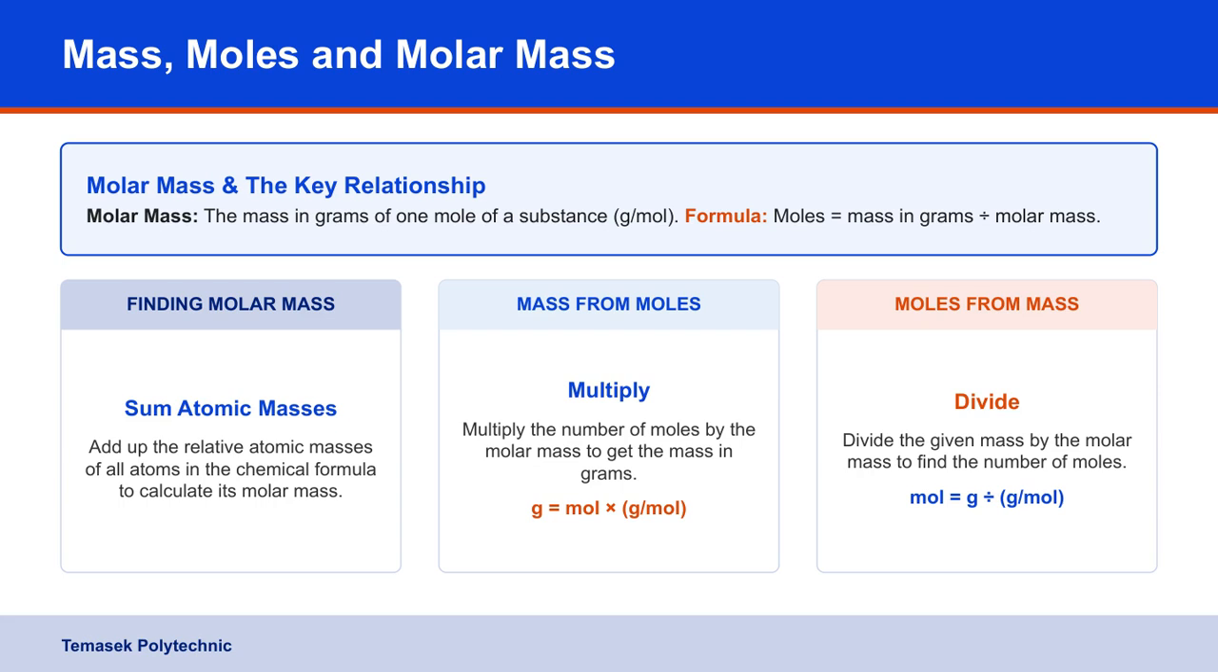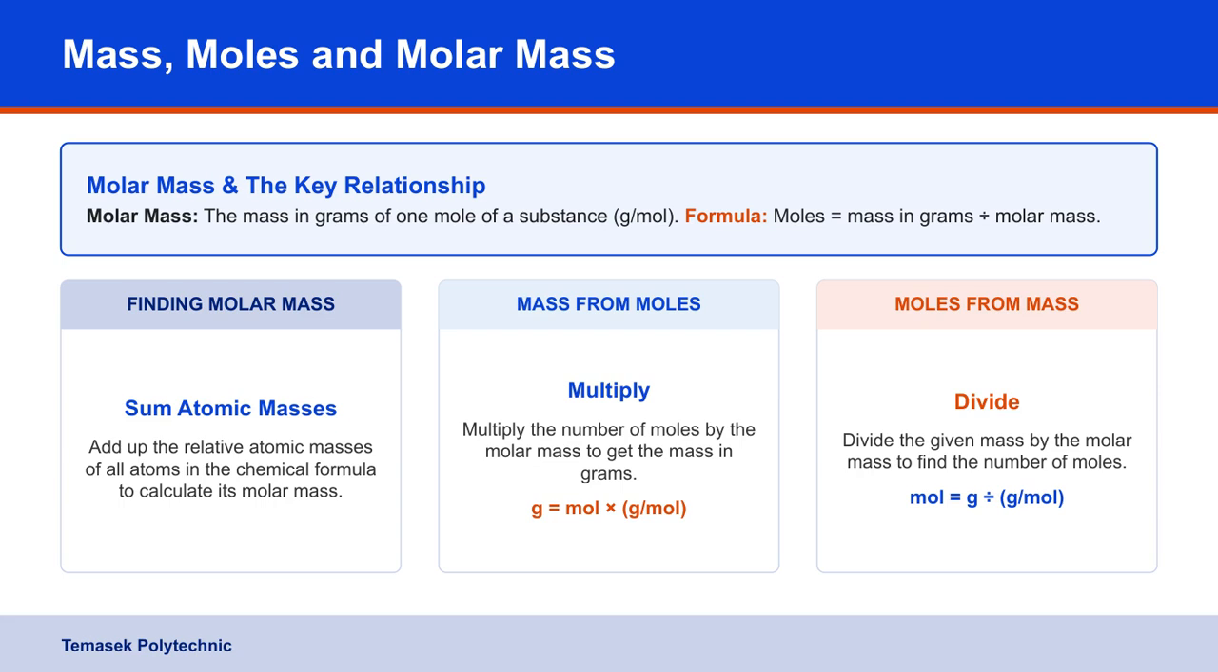To find it, you add up the relative atomic masses of every atom in the chemical formula. Once you have the molar mass, the relationship is straightforward. To find moles from a given mass, divide the mass in grams by the molar mass. To find mass from a given number of moles, multiply the moles by the molar mass.